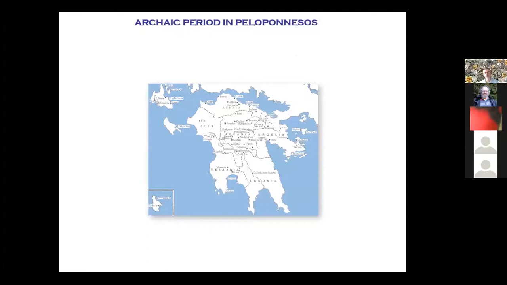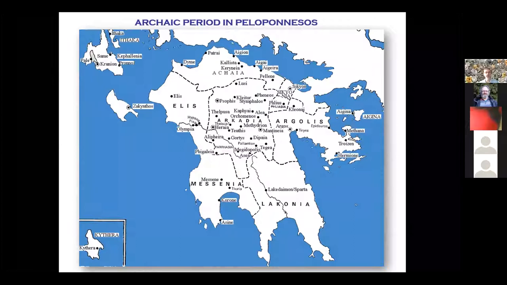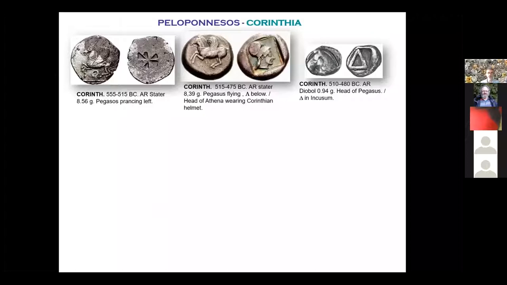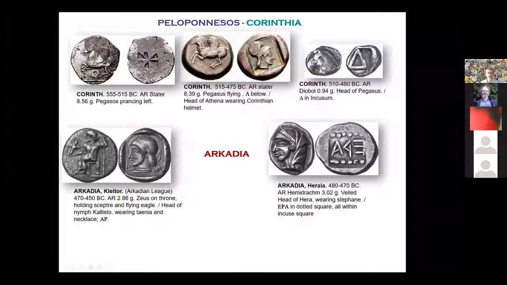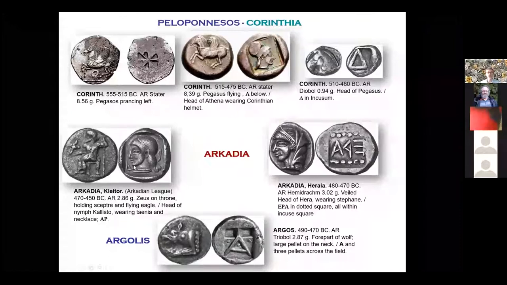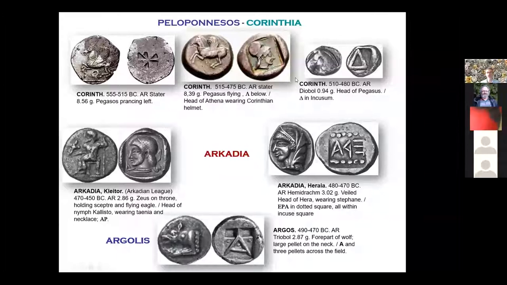The Peloponnesus is another region where you see a lot of cities, not all of them, again, minting coinage in the archaic period, but there are certain cities that issued coins for many, many years. Corinthia is one of them. Arcadia is another one, and Argolis is another one. The stylistic features of the archaic period are very, very visible on the coinage of these cities. You have the archaic style eyes and chins and rigid figures of deities on the coinage of these cities.